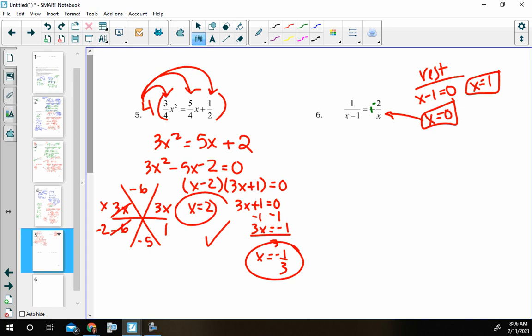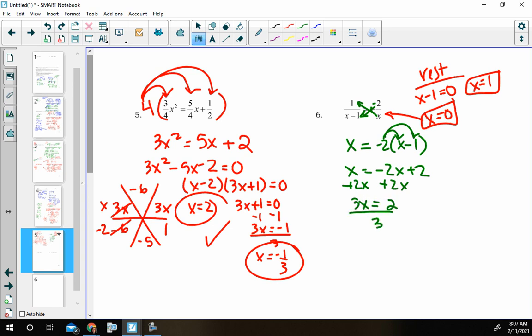And then I've got 2 fractions I'm going to cross multiply. So I'm going to send the x. x times 1 is just x. Drop the equal sign in the center. -2 times x minus 1. -2x plus 2. Add 2x to get 3x. Divide by 3. We get 2/3. We do a double check. It's not one of my restrictions, so it is good.